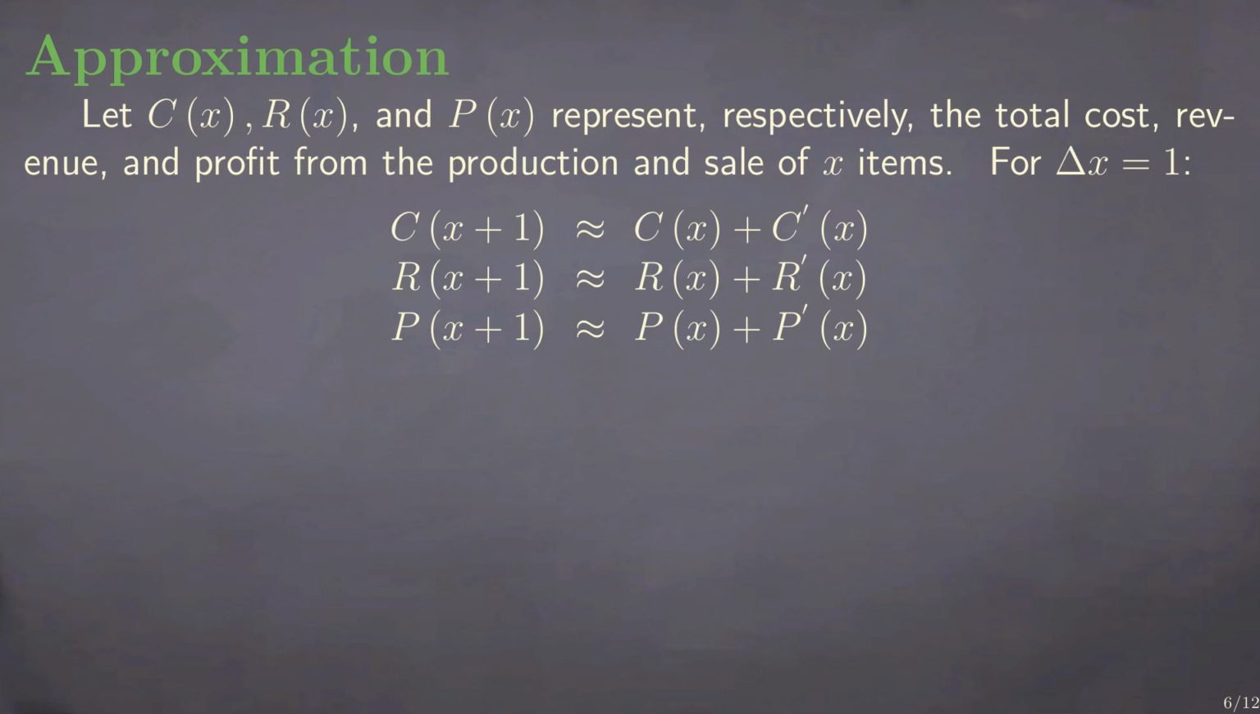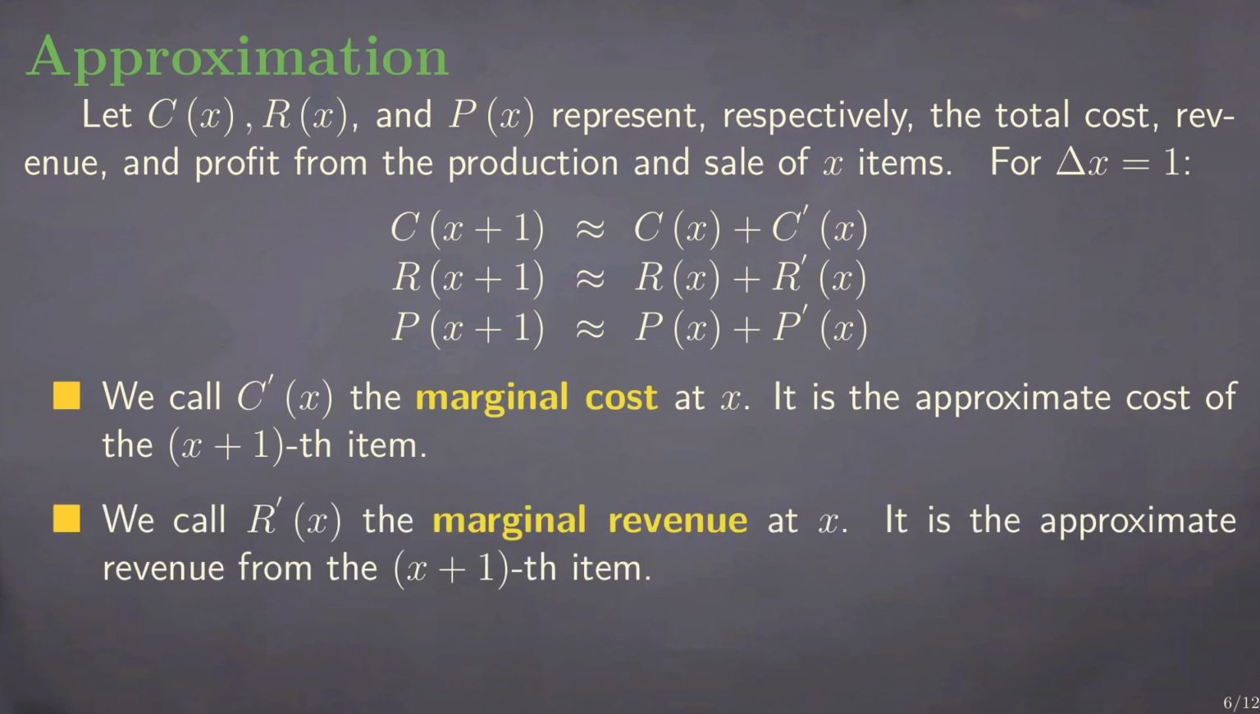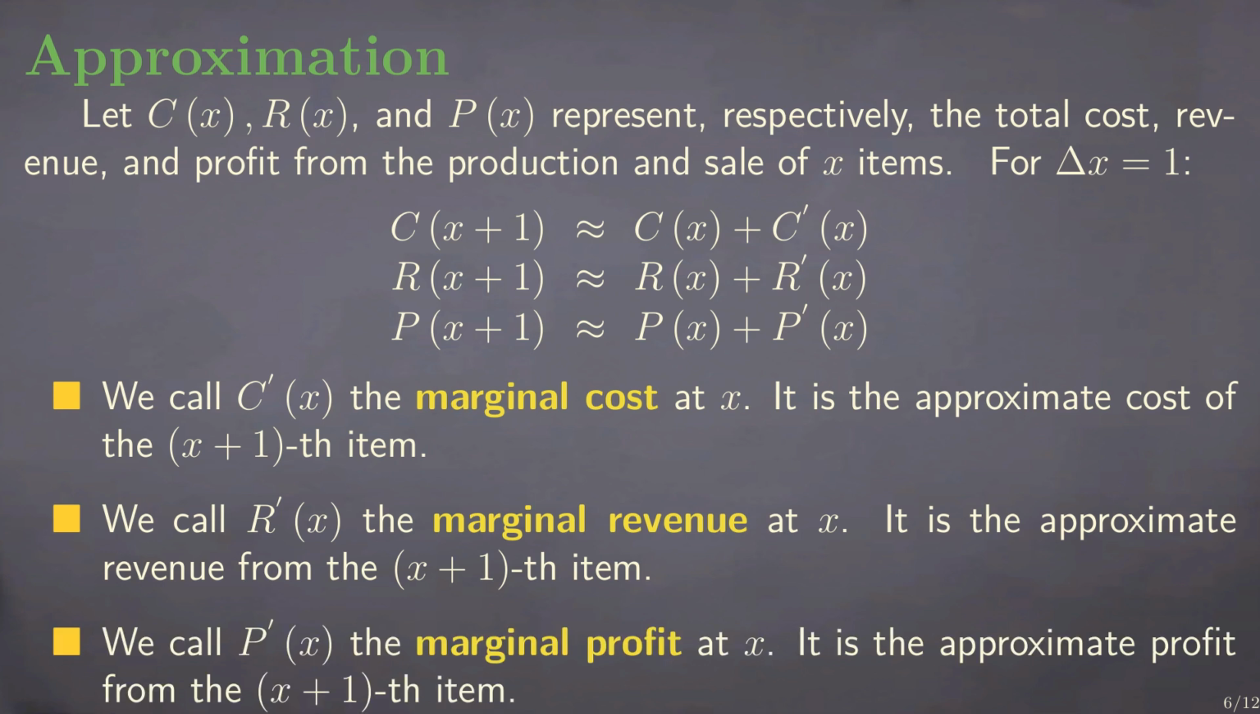Okay, so for this reason, the derivatives of the cost function, the revenue function, and the profit function have a specific significance. We call C prime of x the marginal cost at x. It is the approximate cost of the x plus 1th item. Similarly, we call R prime of x the marginal revenue at x, and it is the approximate revenue from the x plus 1th item. And last, we call the derivative of the profit function at x the marginal profit at x. It is the approximate profit from the x plus 1th item.